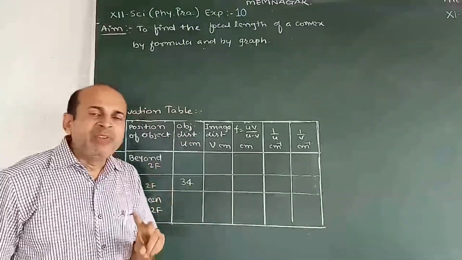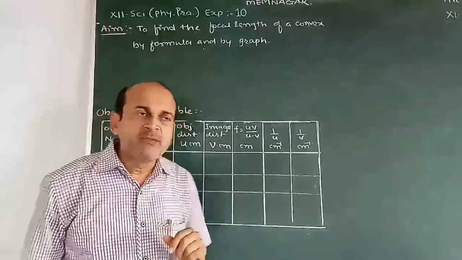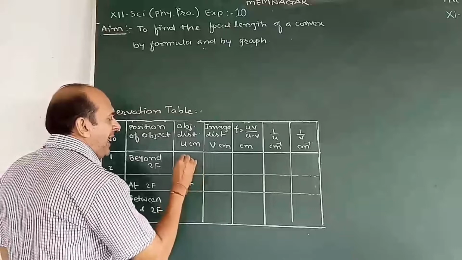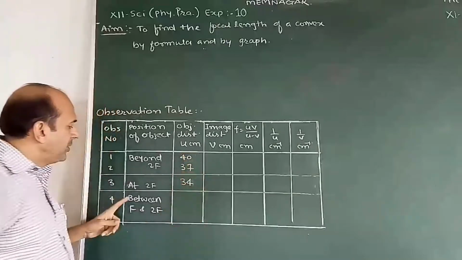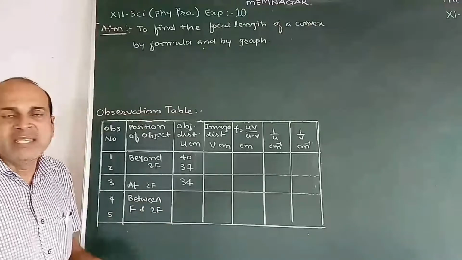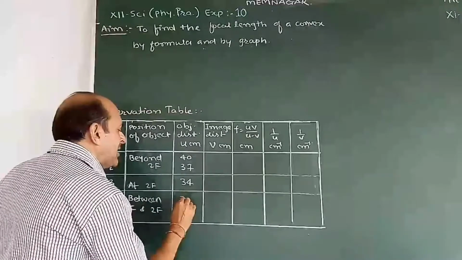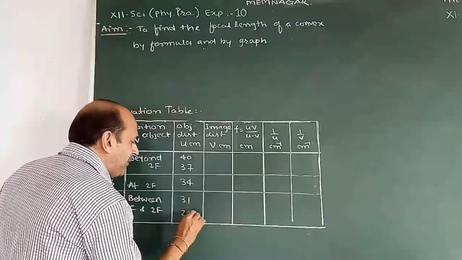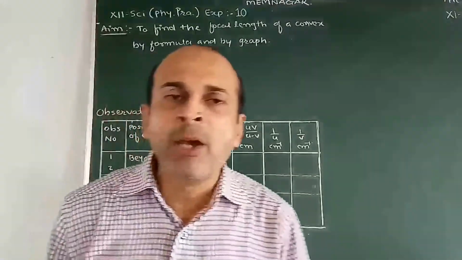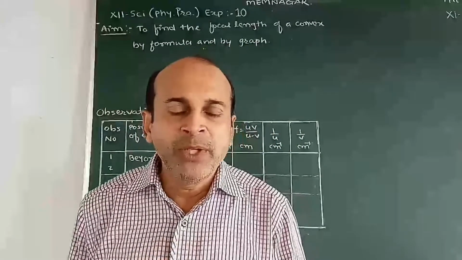Beyond 2f, we will decide two different distances which will be more than 34. So let me decide 37 and 40. And for the object between f and 2f, that is less than 34, we will decide 31 and 28. Now we have decided the object distances. Let me find the image distance by obtaining the image on the screen.